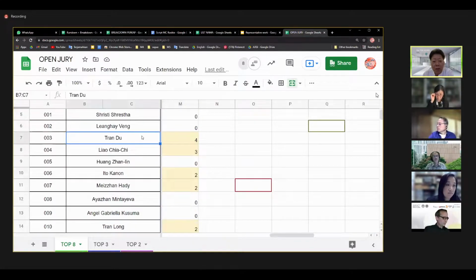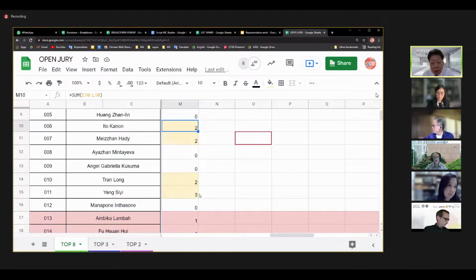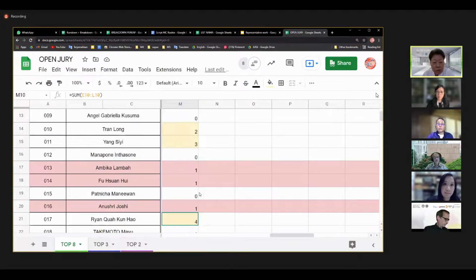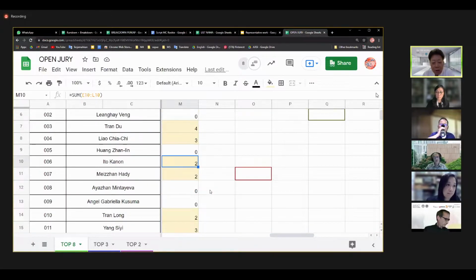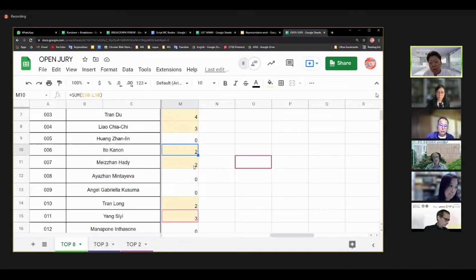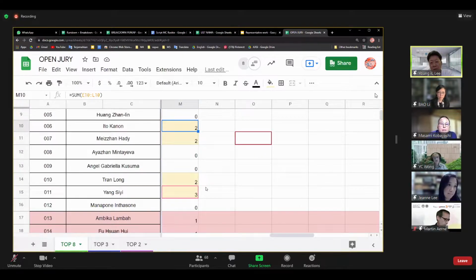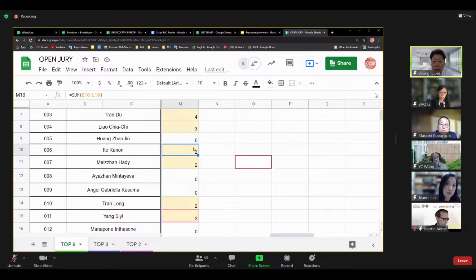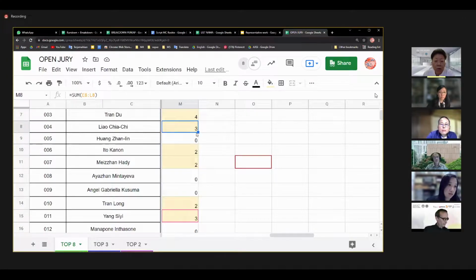So they go to the second stage, and the next, 3 votes. Number 11, Yang Xi, got 3 votes. She also goes to the second stage. Oh, one more. Number 4 also, Professor. Yes, number 4 goes to the second stage.